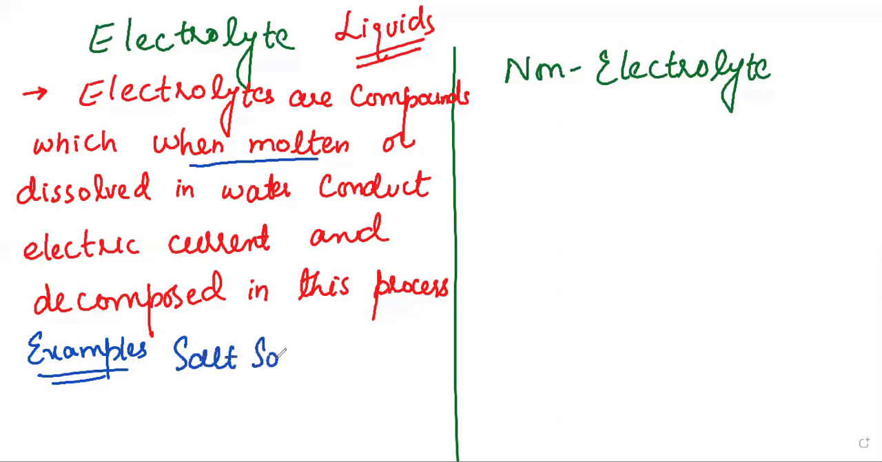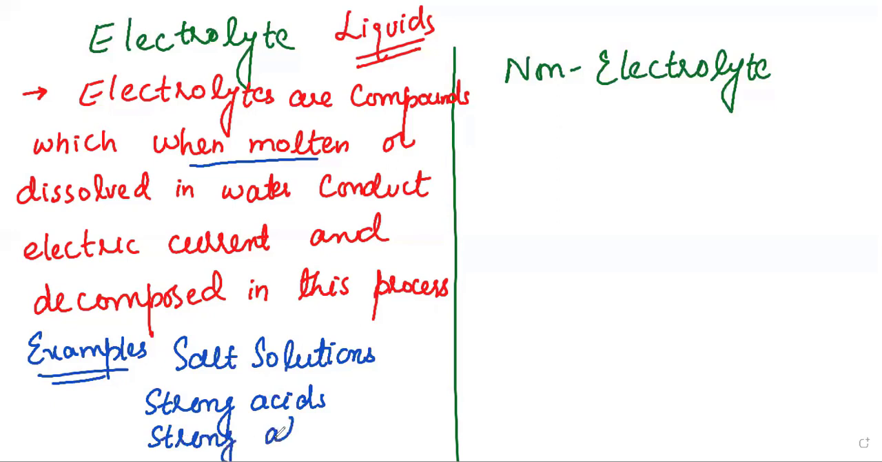Salt solution, strong acids, and strong alkalis are examples of electrolytes. There are so many examples. Later on, I will check my laptop, then we'll share with you some notes about these topics. Probably you can also get a few examples from your textbook or from the book which you are following for your exam preparation.